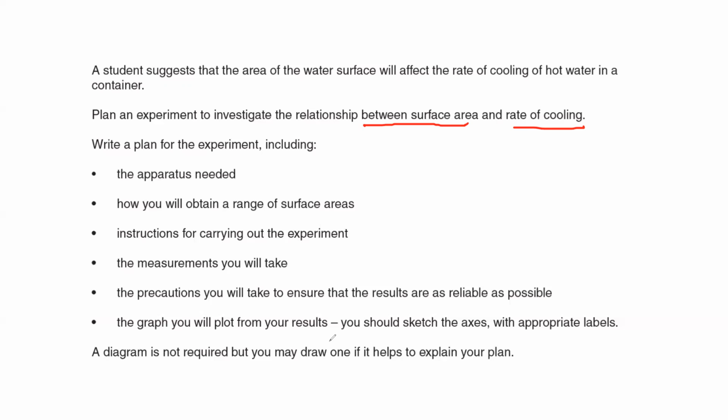So we need a thermometer, we need a stopwatch, we need 2, or we can also say 3 different containers. One with a big surface area, another one with a large surface area. That's good.